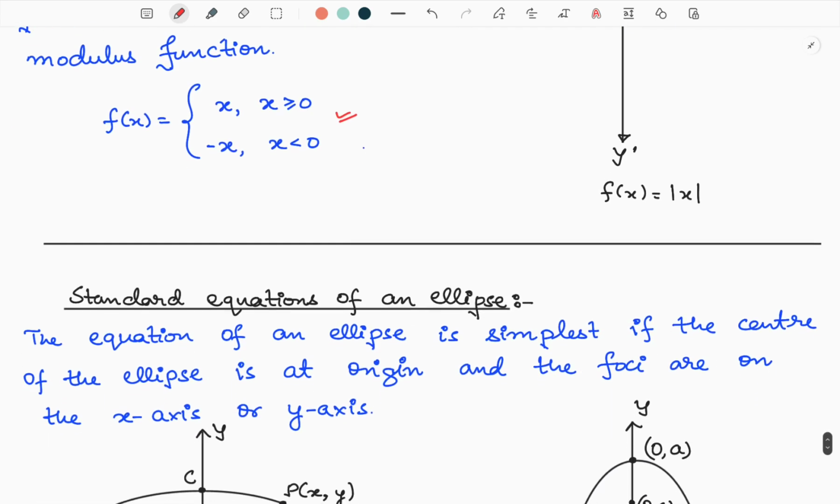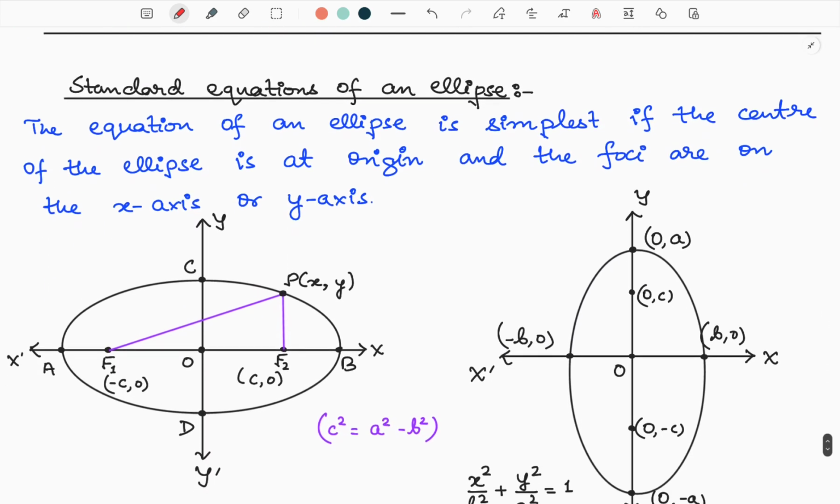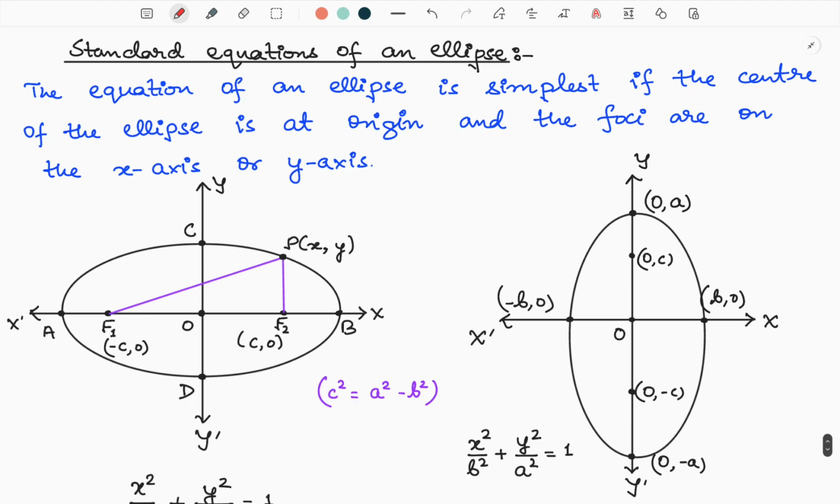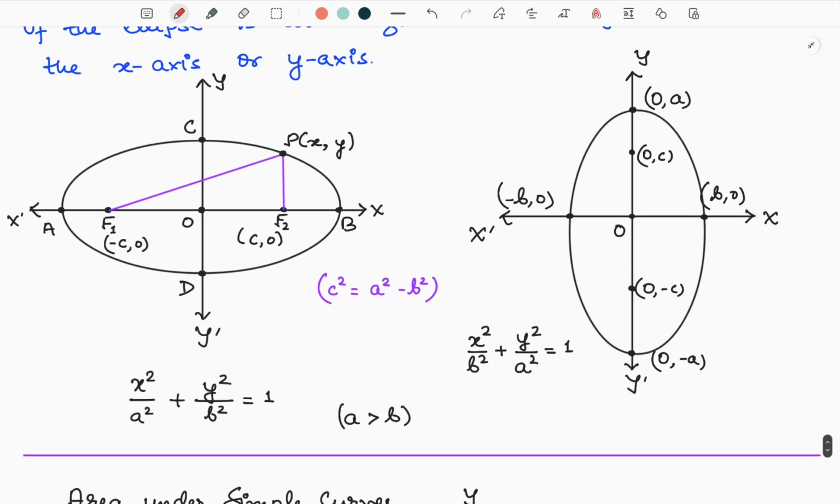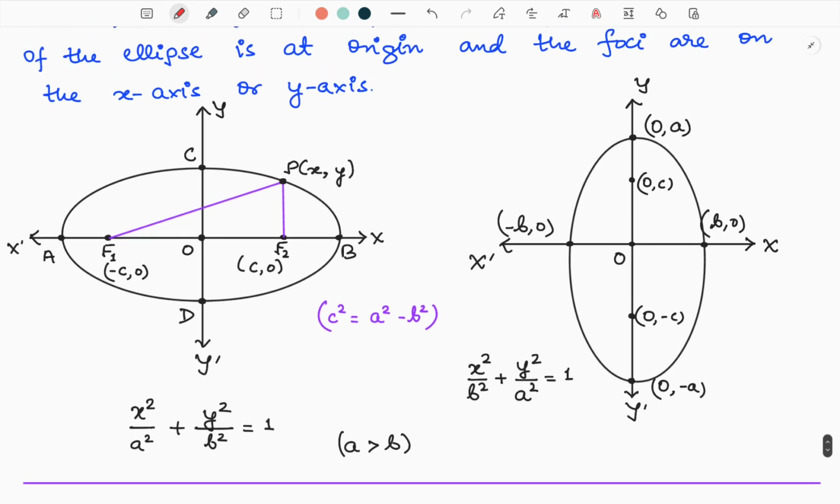Then you should know what the standard equations of an ellipse are. The equation of an ellipse is simplest when the center is at the origin and its two foci are on either the x-axis or the y-axis. And there are two kinds of ellipse: one is a horizontal ellipse, and another one is a vertical ellipse. So how can we say which is horizontal and which is vertical?